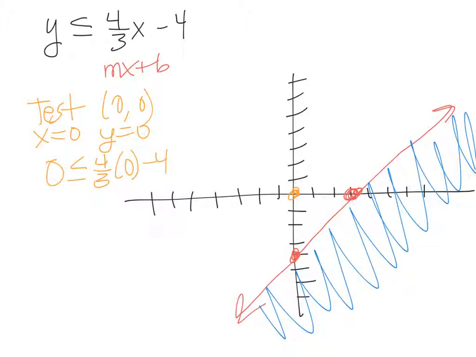So, simplifying that down, I get 0 is less than or equal to, well, what's 4/3 times 0? What's anything times 0? It's 0. Okay? So I get 0 is less than or equal to -4. So I ask myself, is this a true or false statement? Is 0 less than or equal to -4? No. So since this is false, I'm going to shade on the opposite side of this point. Since the point I chose here created a false sentence, I'm going to shade on this side of the line. Just another way of doing it. Pick one that works best for you and go with it.